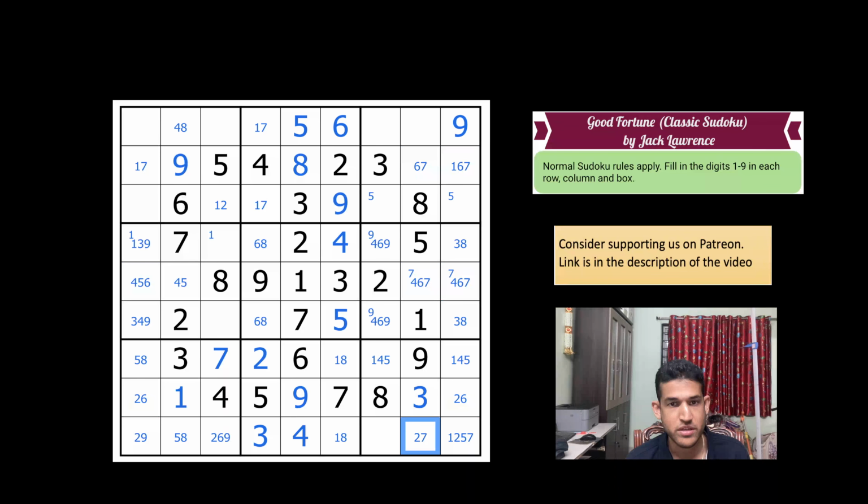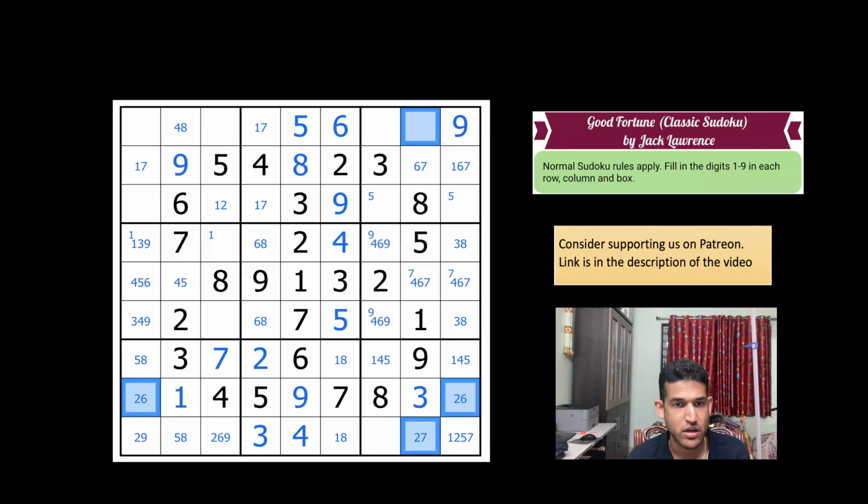Look where the 2 goes in column 8 and row 8. Right? So now we have laid the foundation stone for a technique called two-string kite. So at the start we saw swordfish. Now we are seeing a two-string kite. So what does a two-string kite mean? You restrict the possibility of a candidate, in this case 2, to a row and a column, out of which there will be a common box.